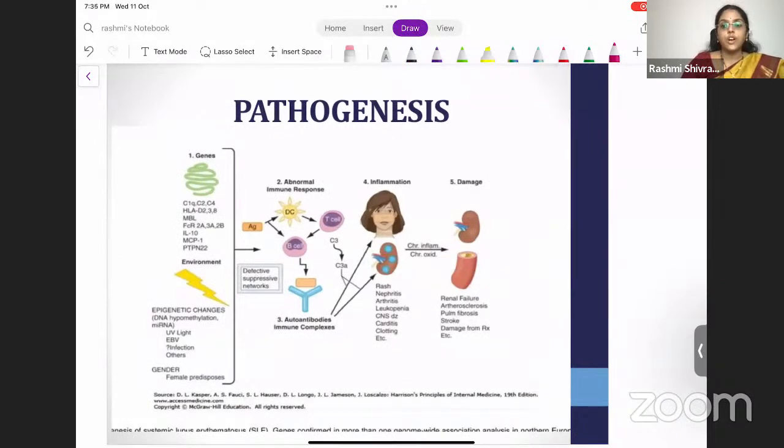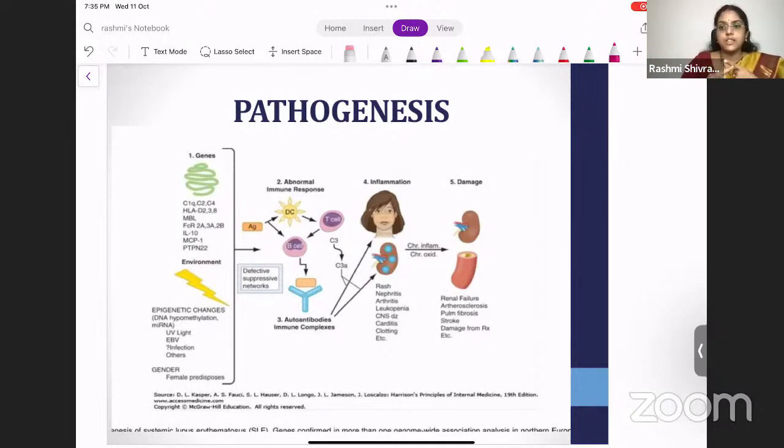For all autoimmune processes, like we studied in rheumatoid arthritis earlier, the first thing is that we need to have a genetic predisposition. SLE does not develop in everyone. The patient should have a genetic predisposition first. Then they should have some environmental factors which cause the second hit and thereby cause the pathogenesis to happen.